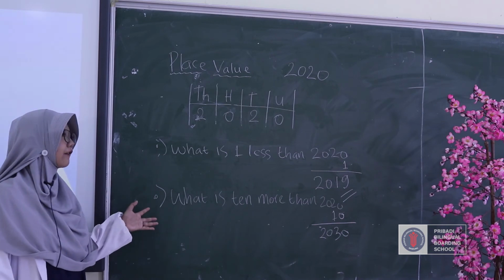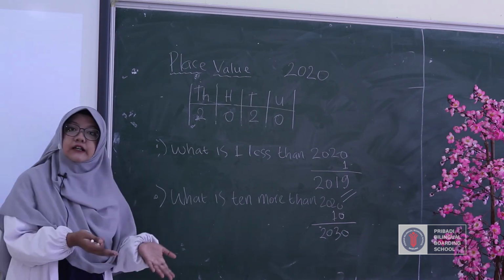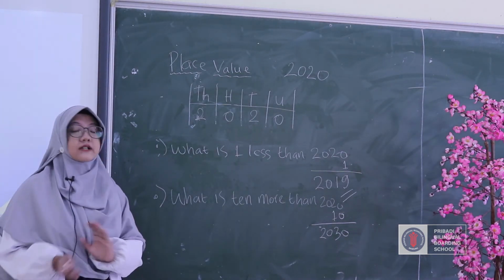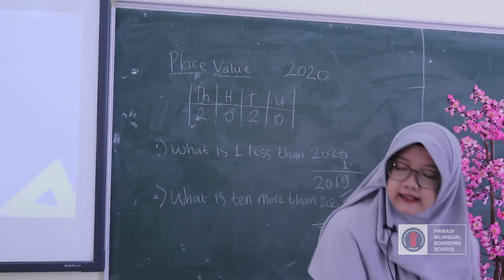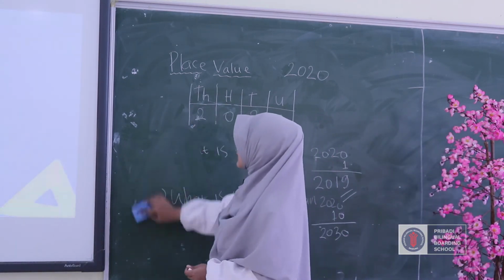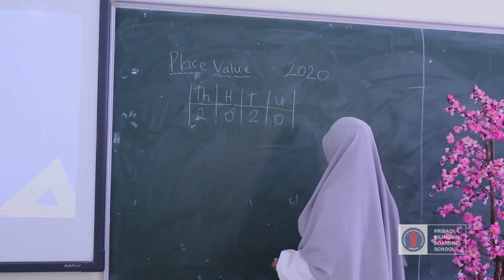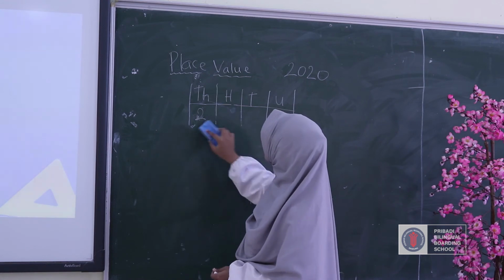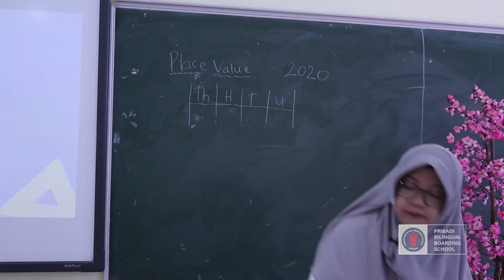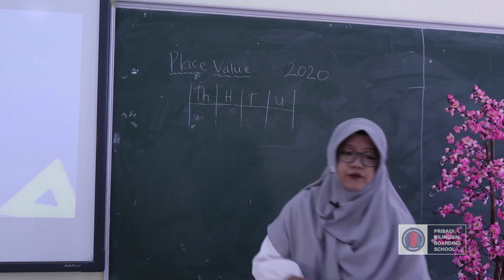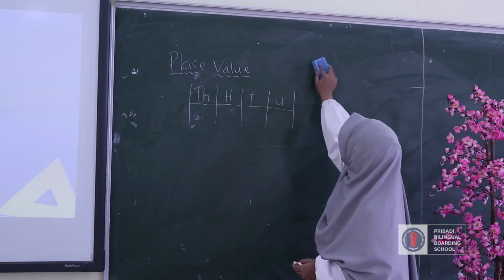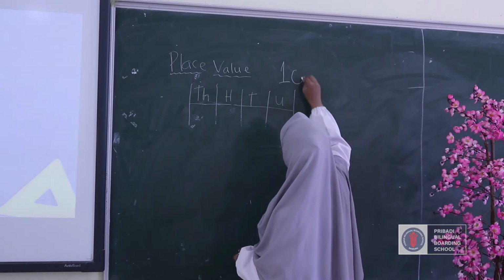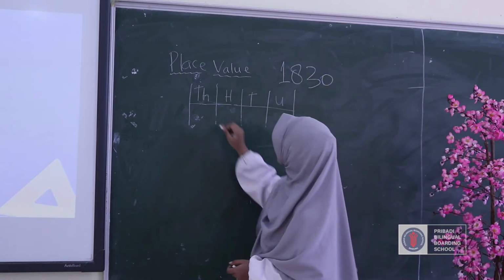Later on, we can have questions like what is 100 less than, or maybe what is 1,000 less than, or something like that, okay? Now, I want to have another discussion, which is how to write numbers based on the place value, okay? For example, I have this number, a 4-digit number. Like previous, okay?